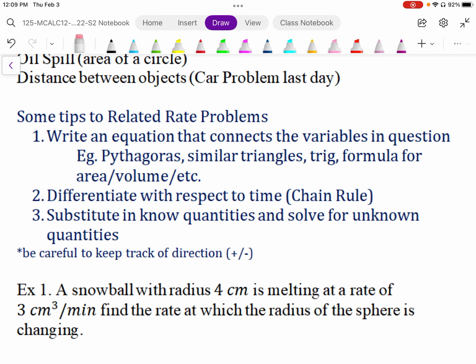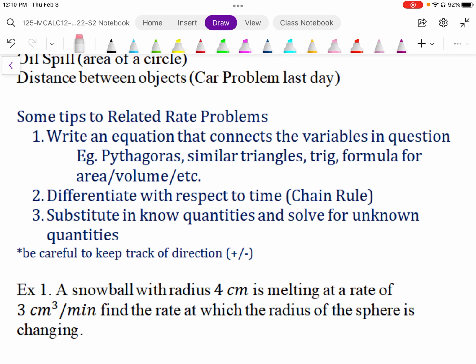So there are some tips for related rates. First of all, we want to write an equation that connects the variables in question. If we have a volume problem with radius, we want an equation that relates volume and radius. If we have distance, x's and y's, we want an equation that relates the x and y positions to a distance. Usually that would be Pythagoras, so we often use Pythagoras. The properties we might use are Pythagoras, similar triangles, some trig, formulas for area, volume, etc.